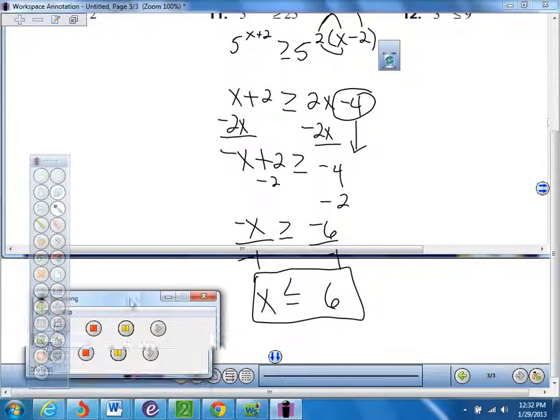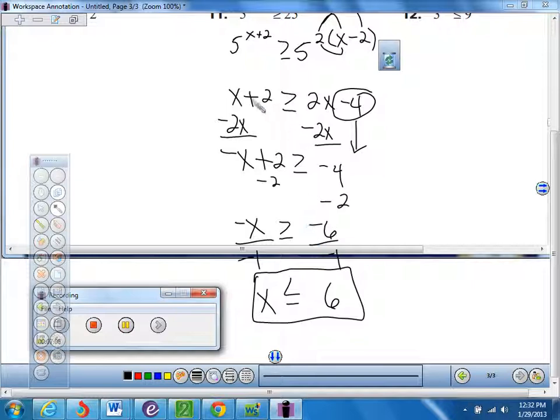Okay, so hopefully that helps you with those. Main thing is get the same base. Then we can put the exponents equal to each other, and then we can solve. And just remember that with inequalities, we have to reverse the inequality if we multiply or divide by a negative across the inequality.